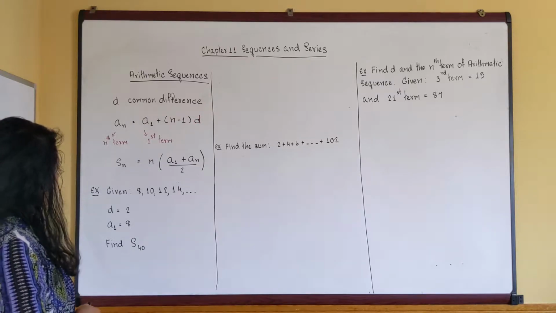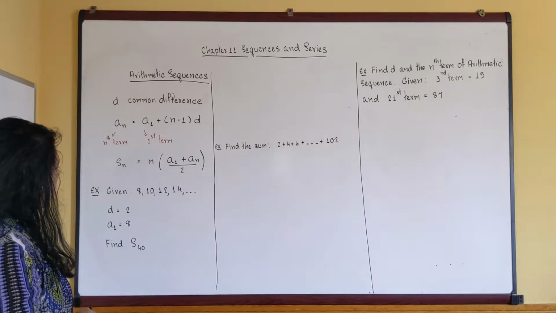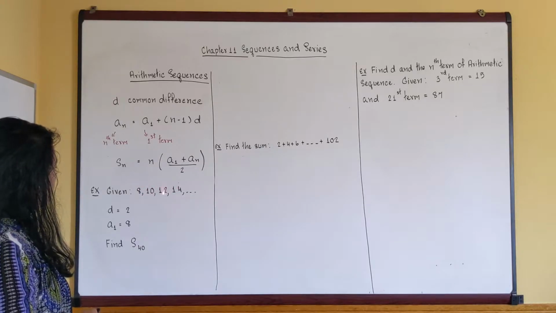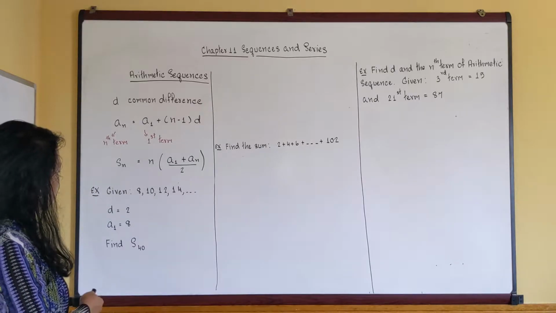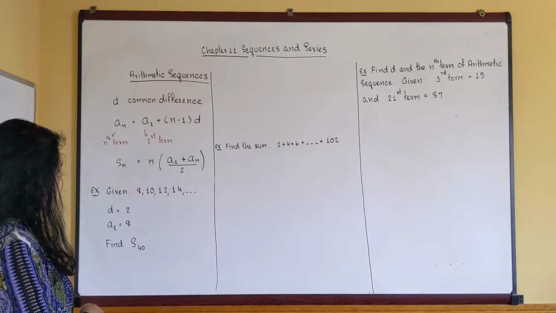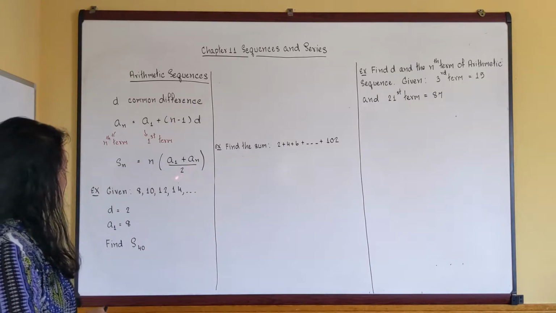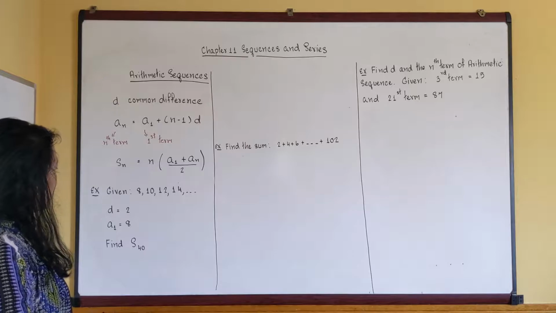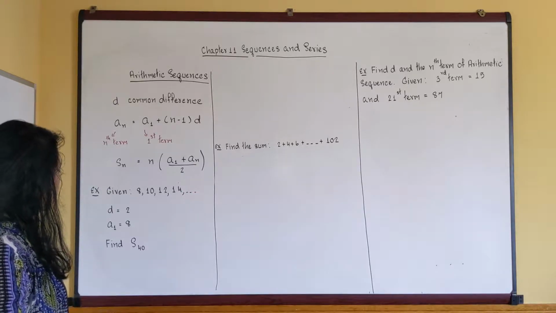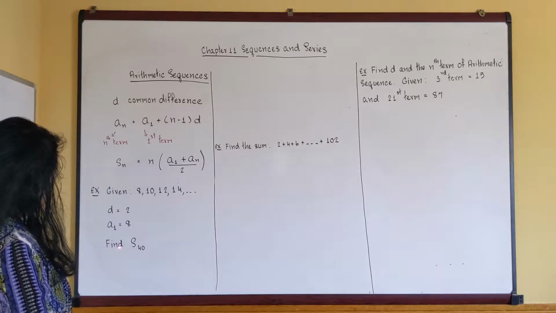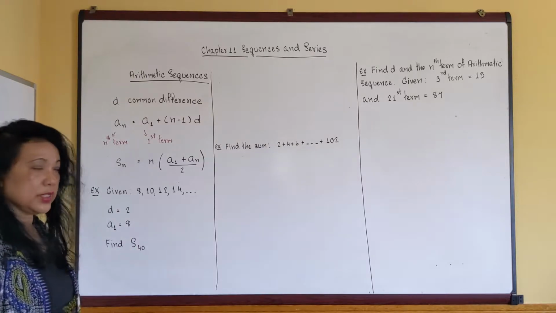For example, if I have this arithmetic sequence 8, 10, 12, 14, the common difference here is 2 because 10 minus 8 is 2, 12 minus 10 is 2, 14 minus 12 is also 2. If you want to guess, the next terms should be 16, 18, and so on. Now they want you to find the sum of the first 40 terms.